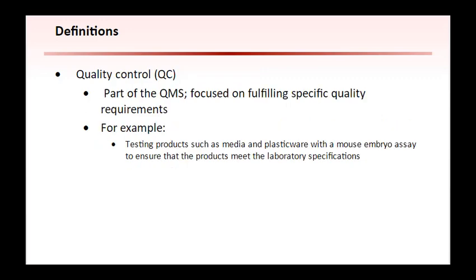Quality control is part of the quality management system, which is focused on fulfilling specific quality requirements. This includes activities such as testing products used in the lab with a mouse embryo or human sperm assay to ensure that the products meet the laboratory specifications. For example, for a mouse embryo assay, the lab specification may be that 80% of one-cell mouse zygotes develop to the expanded blastocyst stage within 4 days.